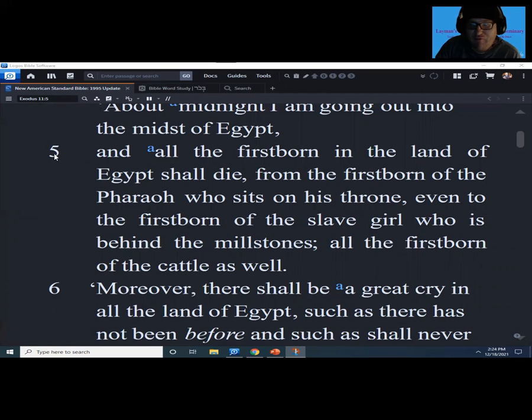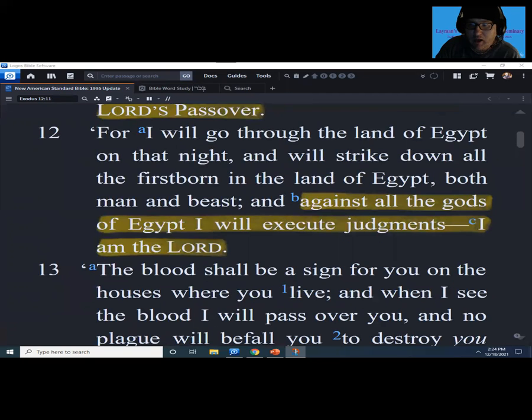Exodus 11:5. This is talking about the firstborn in the land of Egypt shall die. There's just too many references for firstborn and son in the book of Exodus. There's tons of them that you could go through, grab a concordance, and walk through them. This is just talking about how the plagues on Egypt were against the gods of Egypt.